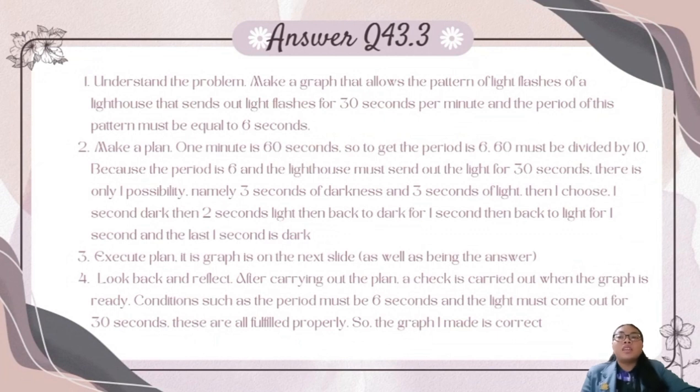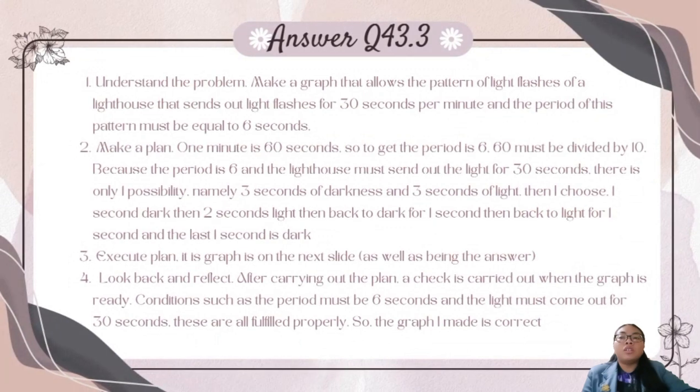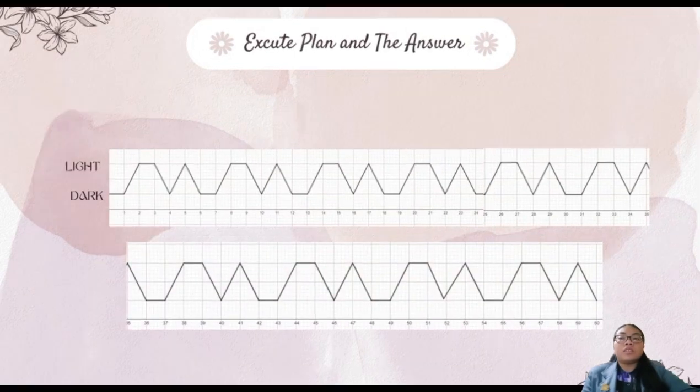The last step is look back and reflect. After carrying out the plan, the check is carried out when the graph is ready. Conditions such as the period must be 6 seconds and the light must come out for 30 seconds are all fulfilled properly. So the graph I made is correct. The next slide is a picture. This is the graph image that I made and it meets the specific requirements.